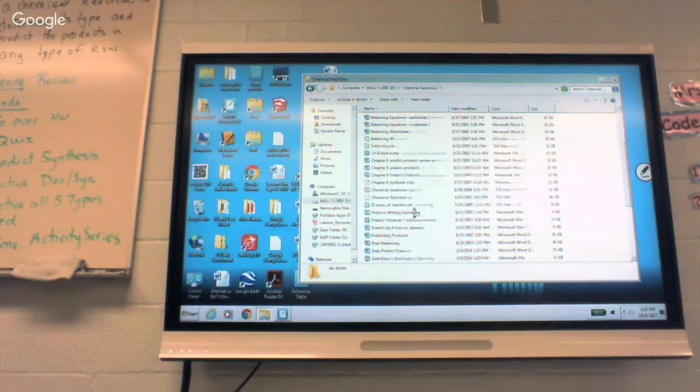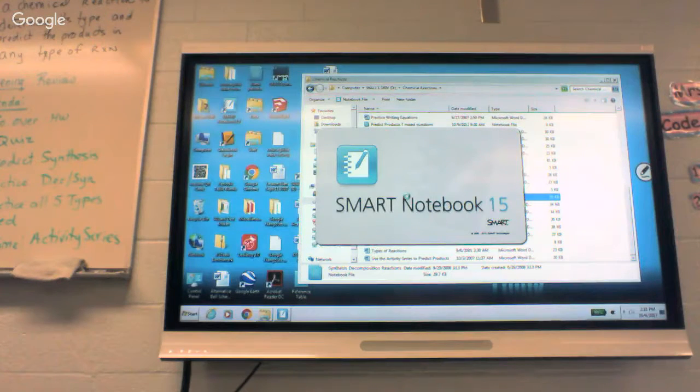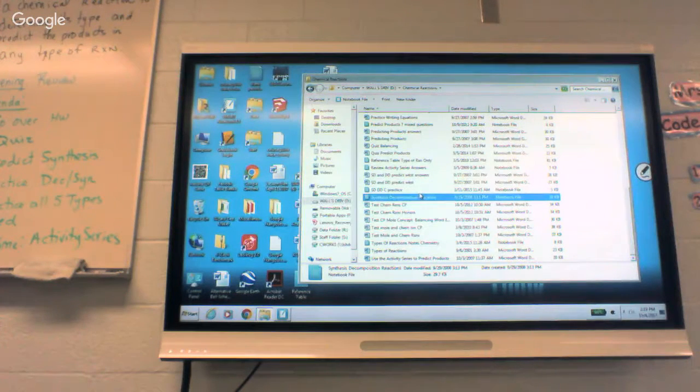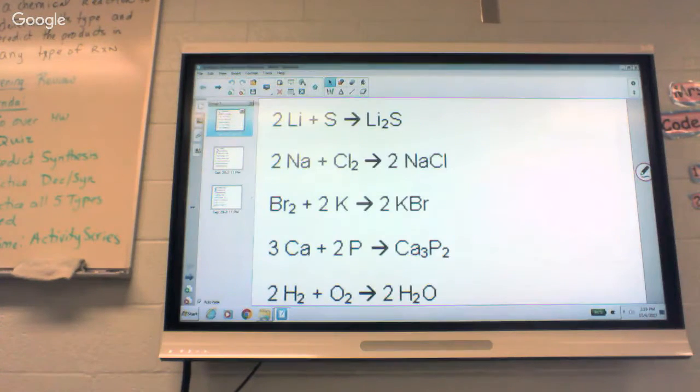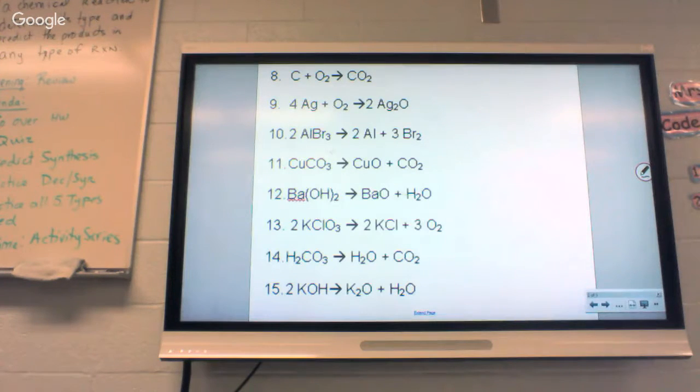All right, synthesis and decomposition. Where is it? Right there. Too far. Wow. No, it started at what, 10? 10, yeah. There you go. Start at number 10. Okay, start at number 10.